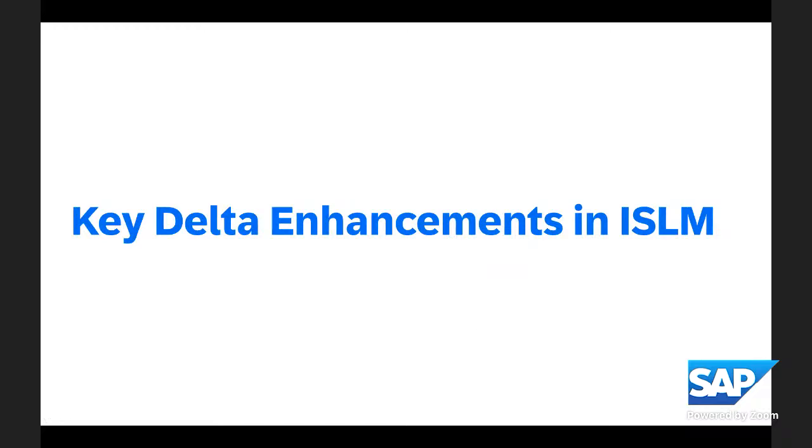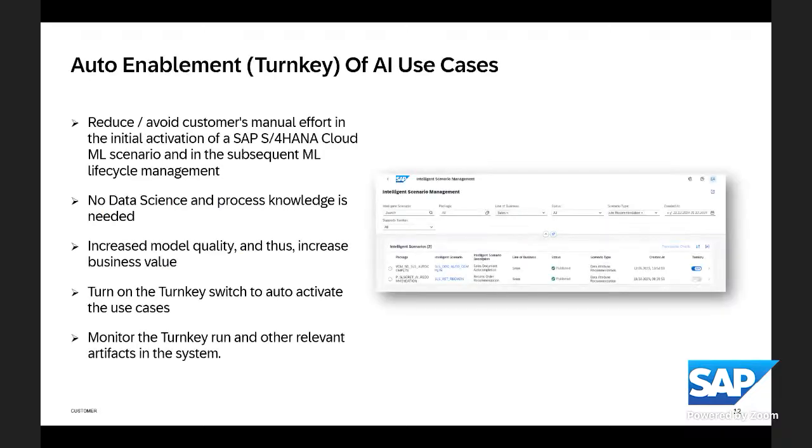Now I'd like to briefly talk about some of the Delta enhancements in ISLM. We'll see some of these features in action in a few minutes from now. So I'd just like to cover a few. Typically, an activation of a use case in ISLM would start with a few manual steps. For example, the prerequisite checks to see if you have the required data, in terms of quality and quantity, in your system or not. And then you have to evaluate the quality of the model and then deploy and activate. This is in some way challenging for our customers.